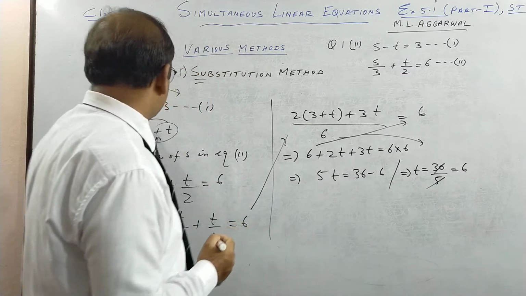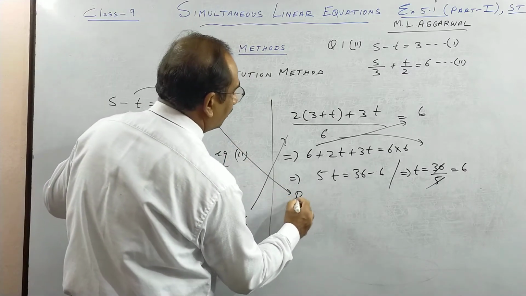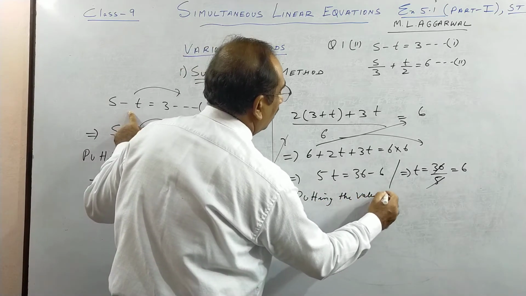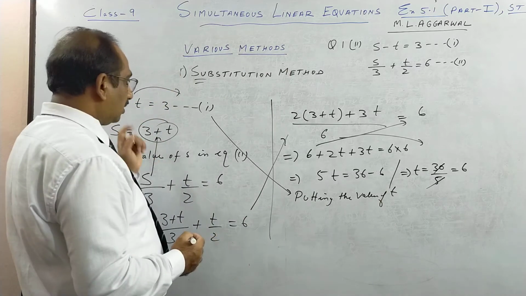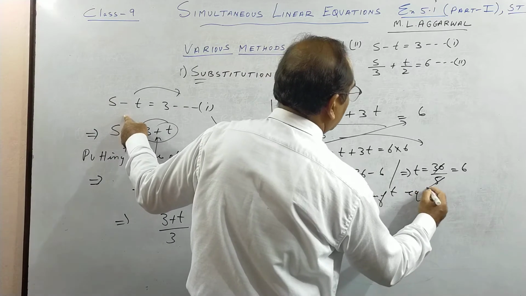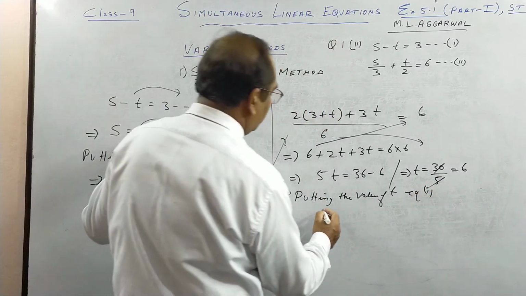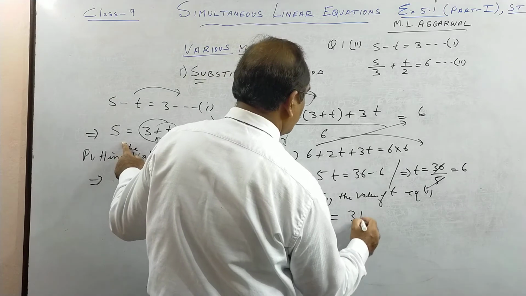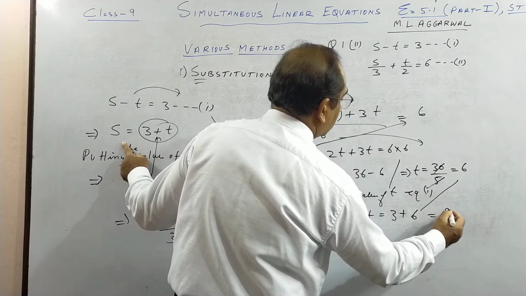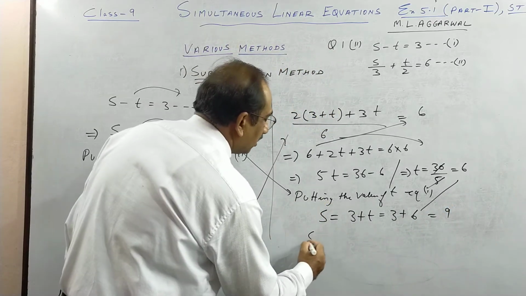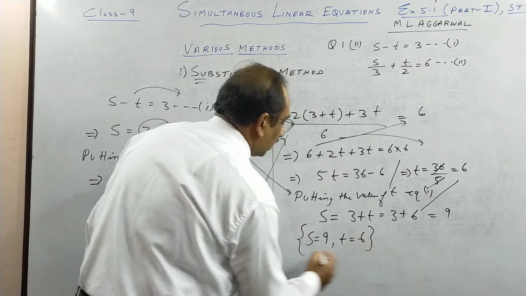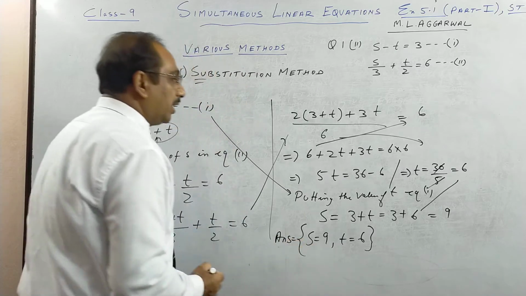So once you get t, children, now putting the value of t in equation 1, or you can put it in this also because it has come: s is equal to 3 plus t. t is 6. So we get s as 9 and t as 6. So you write your answer like this. It will be easier for the examiner.